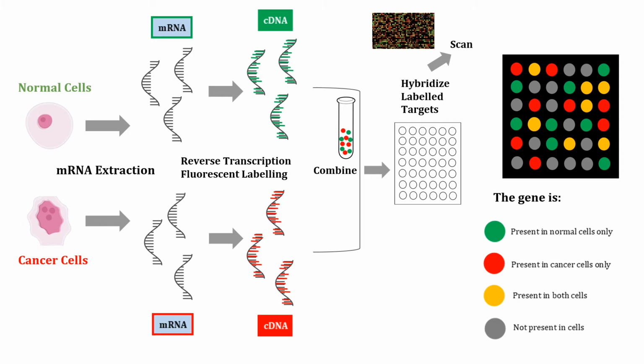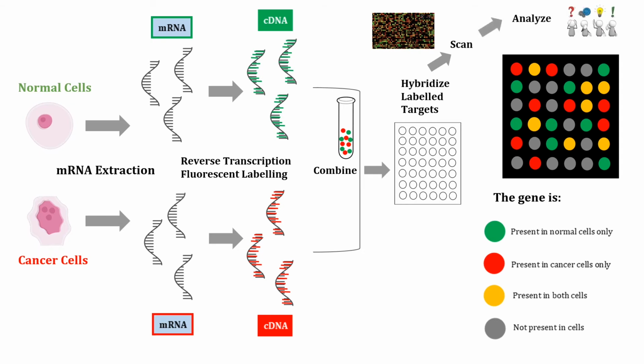Everywhere we see green dots, that particular gene is expressed in the tissue labeled green. Similarly, everywhere we see red, that particular gene is expressed in the tissue labeled red. If there is equal expression in the tissue samples, then the spot appears yellow. If we see little to no coloring, the gene is not expressed in either tissue.